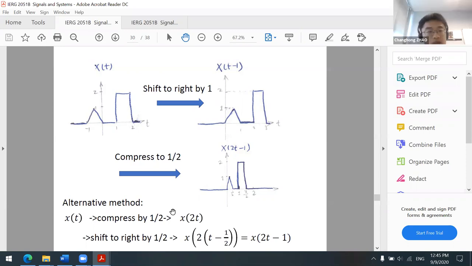Similar to the last problem, we have an alternative method to complete this transformation. This time we can first compress x of t by one half. By the standard definition, we get x of 2t, and then we shift it. But this time, note that we are not shifting it by one unit, but we are shifting it by one half unit. Why? Because by shifting it, we are changing t to t minus one half. So this is 2t. We copy down the 2 without change. We are only changing t to t minus 1/2. That's why we are shifting it by 1/2. And this is x of 2t minus 1.